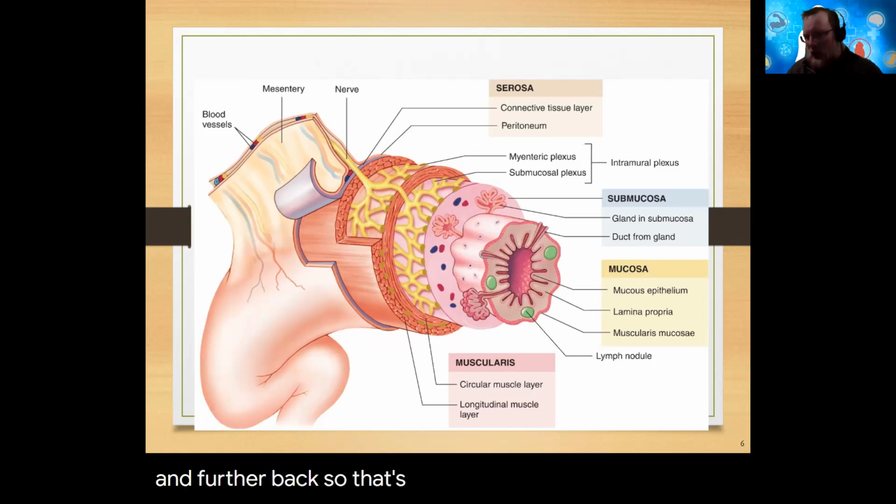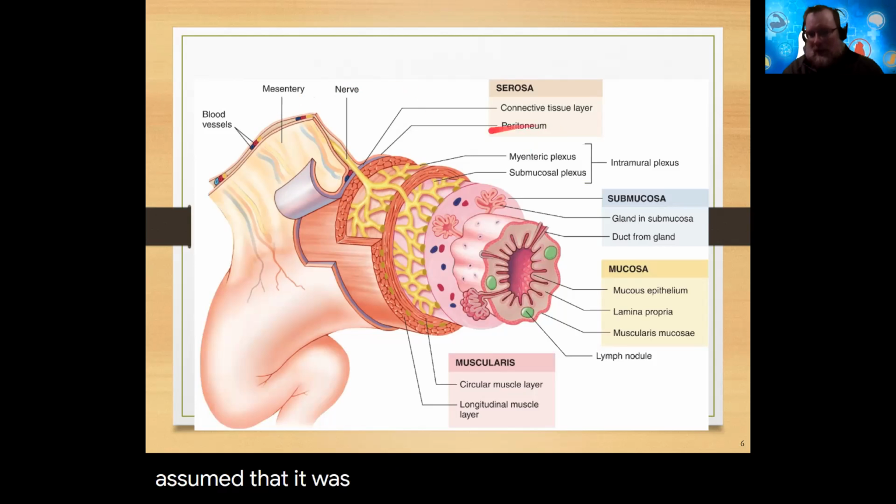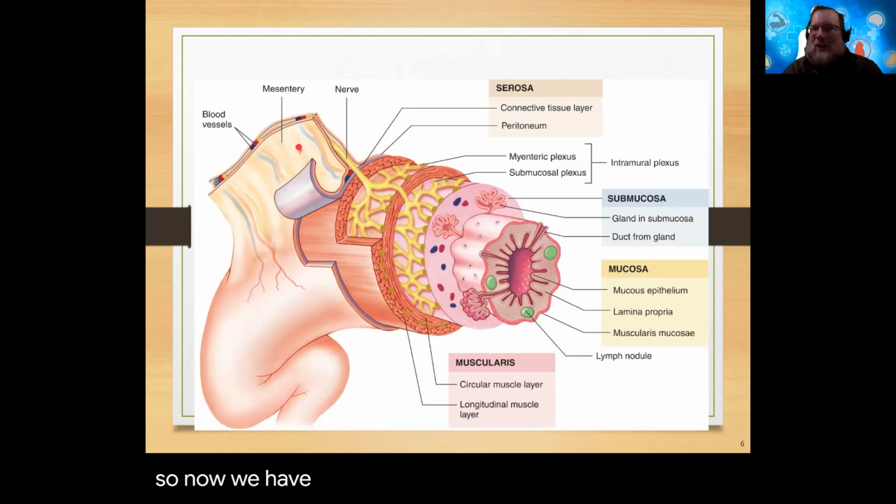So that's nothing new, but being able to analyze the cell structures and the cell functions, they just assumed that it was just another type of serosal connective tissue, and that's what it was always classified as. And so they found that the cells and the tissue are unique to themselves. There are no other cells or tissue in the body that perform what the mesentery cells do. So now we have a new organ.